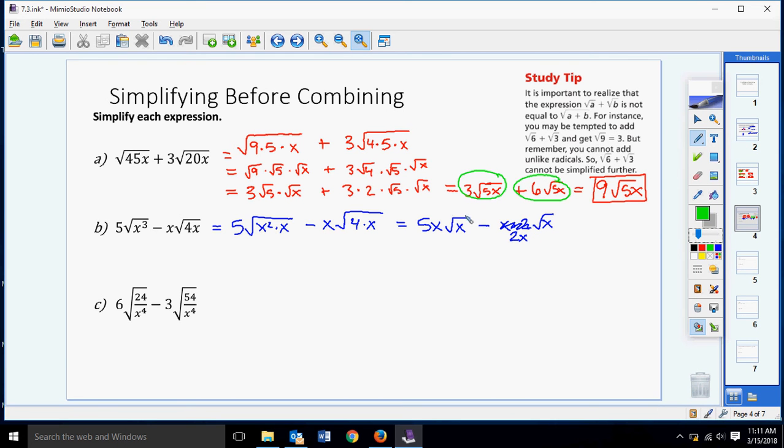So now I have like radicals. I have an index of 2 and a radicand of x, index of 2 and a radicand of x. So I'm going to combine these coefficients of 5x minus 2x. That leaves me with 3x and my radicand of x.